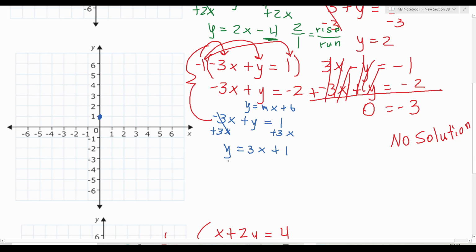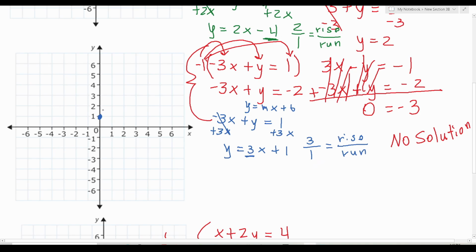And our slope tells us how to fill in the rest of the points. Again, our slope in this case is m, which is 3. Again, we want to put that over 1 so we can use the rise over run to make the rest of our points. This says go up 3 and to the right 1.